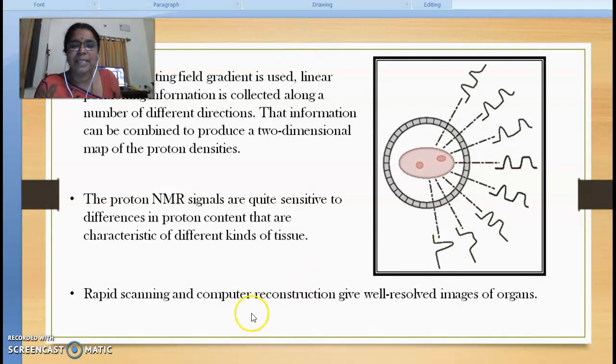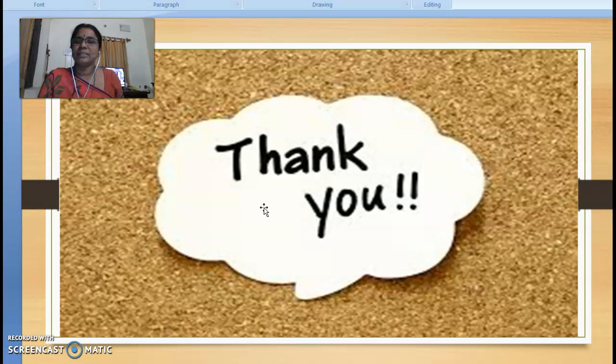So rapid scanning and computer reconstruction give well resolved images of organs. Depending upon the radio frequency we are passing under the magnetic field, we are going to get a very clear picture of images.